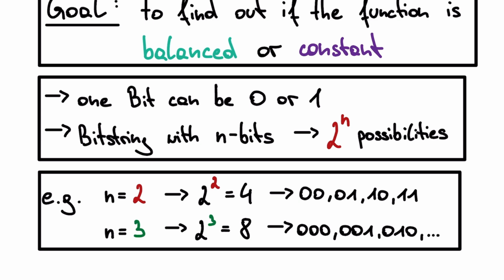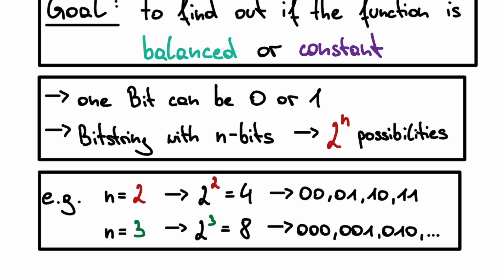You can try it yourself and write them all down. It always works this way. But here's the key point. We don't know anything about the function, and all we can do is to send inputs and record the outputs. That means the only way to figure out if the function is constant or balanced is through trying. We have to try inputs one after the other and write down the output we get.